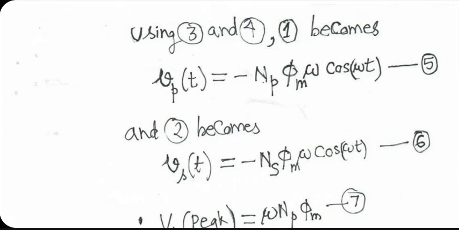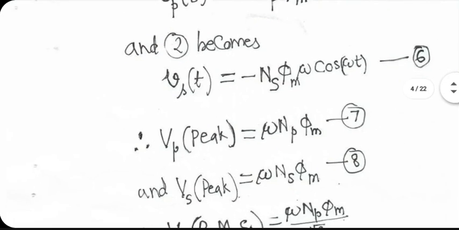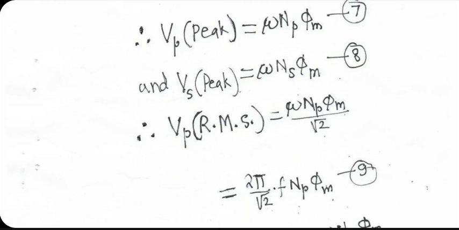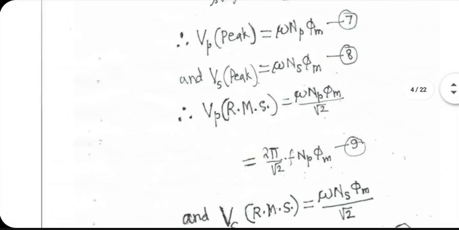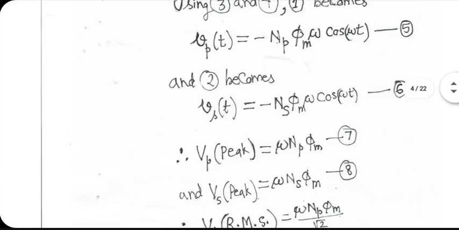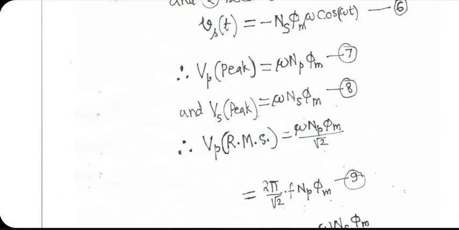So the peak value of Vp is Np phi m omega. Forget minus sign because for peak value, we are talking magnitude. And for the Vs, it is Ns phi m omega. RMS value will obviously be peak value divided by square root of 2. So the RMS value of primary EMF, let's call it Vp, will be omega Np phi m divided by square root of 2.